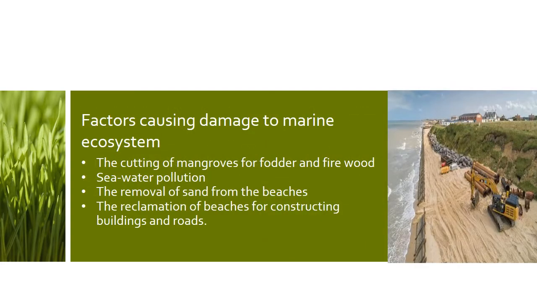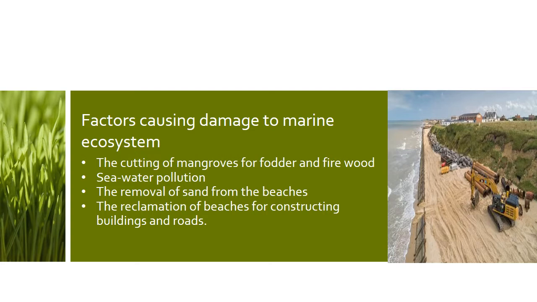Now we'll see what the factors are which are causing damage to the marine ecosystem, especially in the Arabian Sea. The first one is the cutting of mangroves for fodder and firewood. We are recklessly cutting mangrove forests without considering the future consequences of this reckless cutting. The second one is seawater pollution. Again, we are contributing to seawater pollution by our irresponsible attitudes and behaviors. The next one is the removal of sand from the beaches. We are removing sand from beaches for construction purposes and some other purposes.